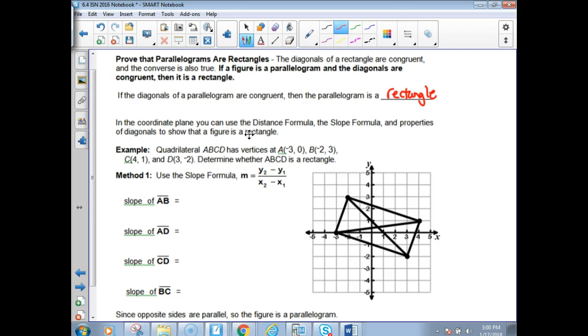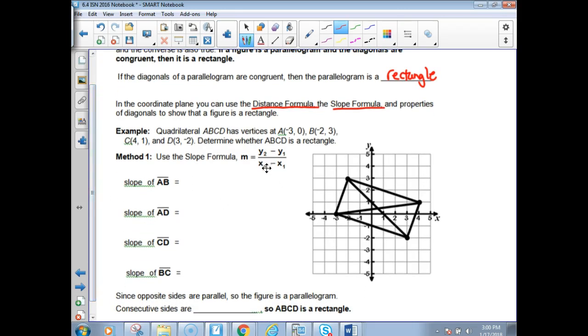So in the coordinate plane, you can use the distance formula, slope formula, and properties of diagonals to show a figure is a rectangle. This first example is telling us to use slopes. I will use the slope formula once, and then I will use the grid to get those slopes the rest of the time. So first, quad ABCD has the following vertices that we want to label. A would be here at -3, 0. B is at -2, 3, which is up there. C is at 4, 1, and D is at 3, -2.